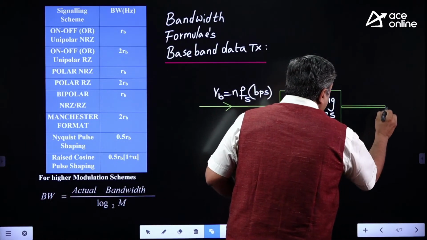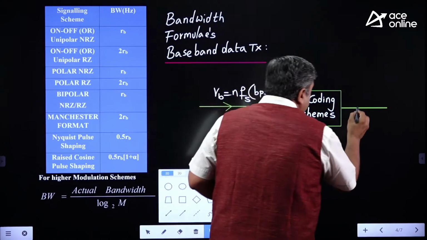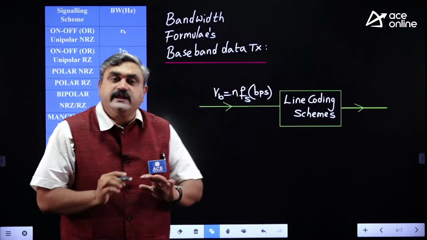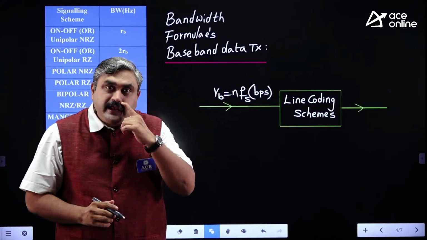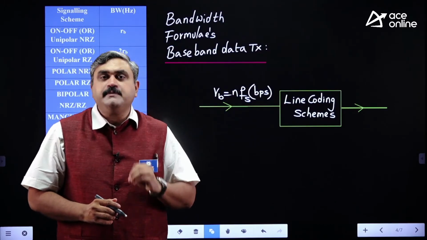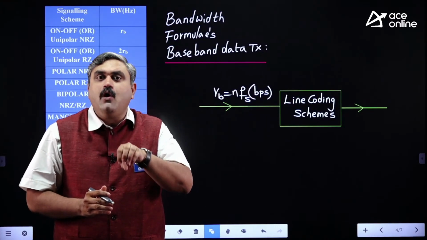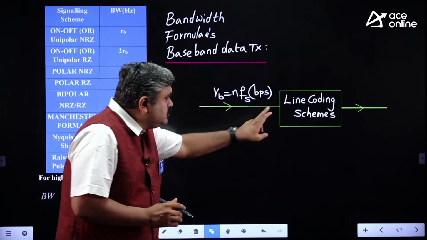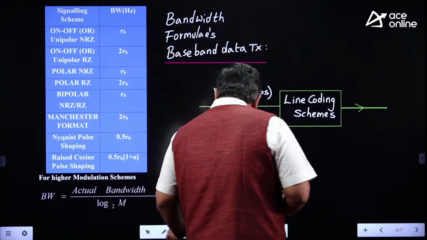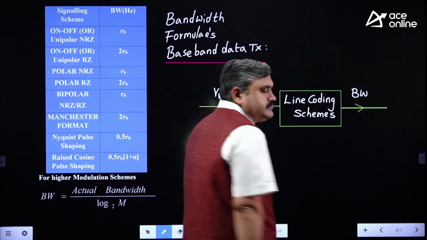So what do you mean by line coding scheme? Electrical representation or physical representation of your binary data. Sometimes you may represent it with rectangular pulses, sometimes with raised cosine pulses or with Nyquist sampling pulses. Depending on the availability of your source, you will do this line coding. So based on this line coding scheme only, bandwidth will be decided.